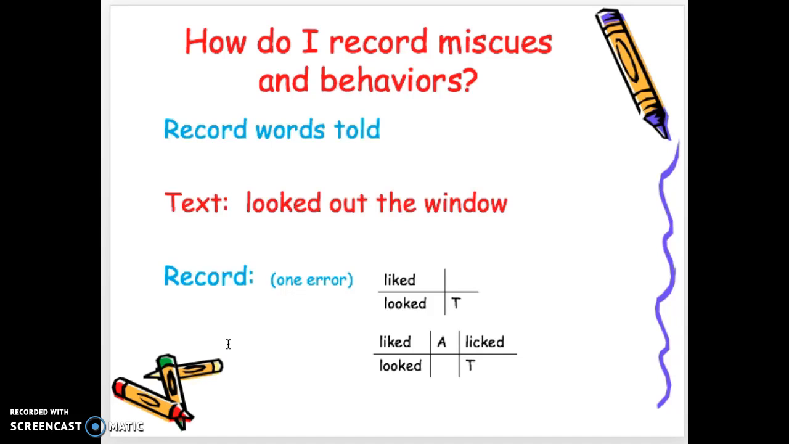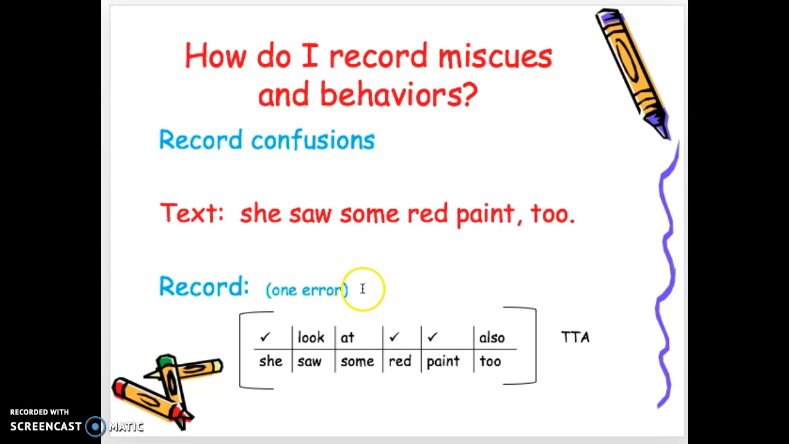So you're going to record the words that you tell. The text is looked out the window, and the child read liked, and then the teacher told, or the assessor told. So you're going to give them the word. If they read liked instead of looked, and then said something else and then said licked, then again the T stands for told, so you told them the word, and again that all would count as one error.